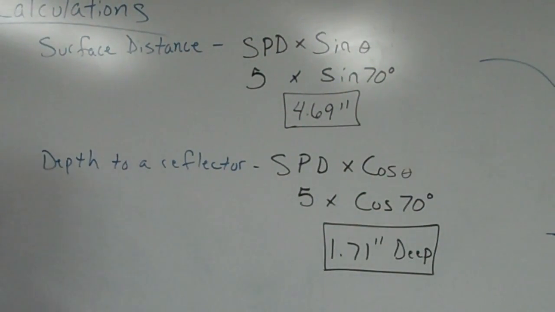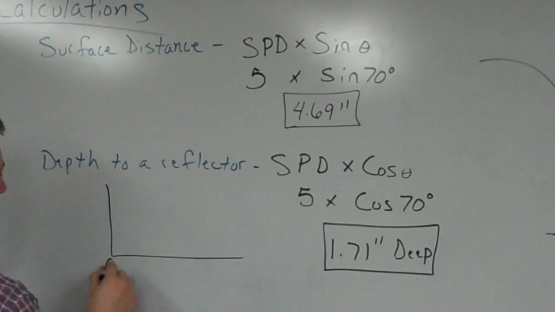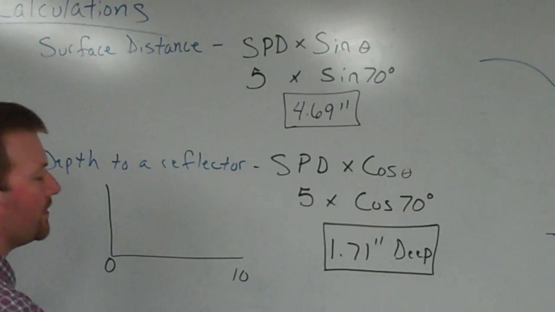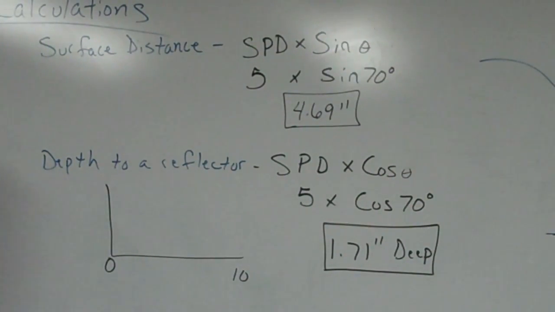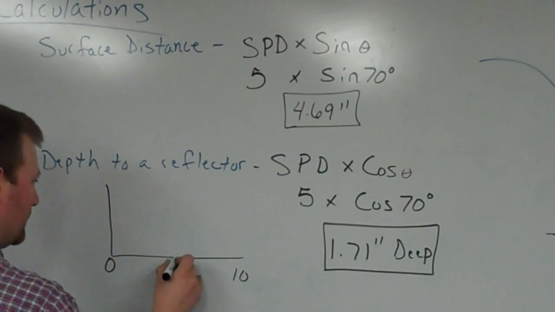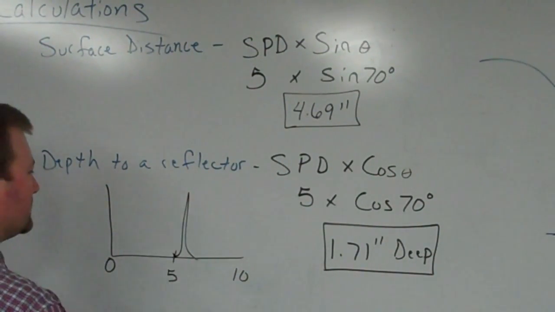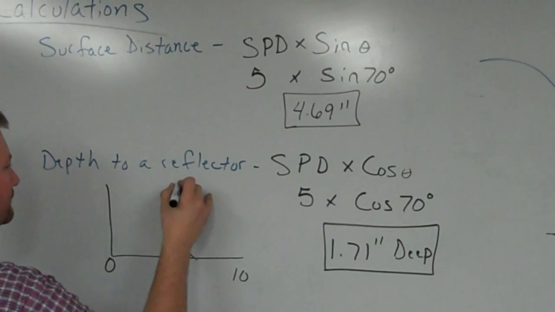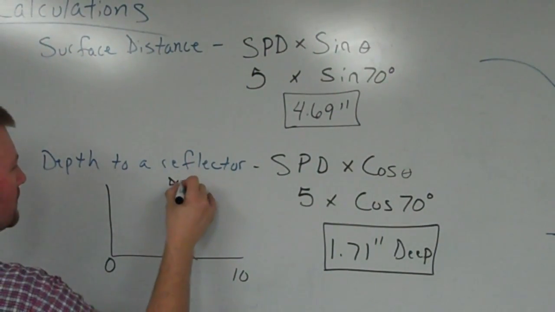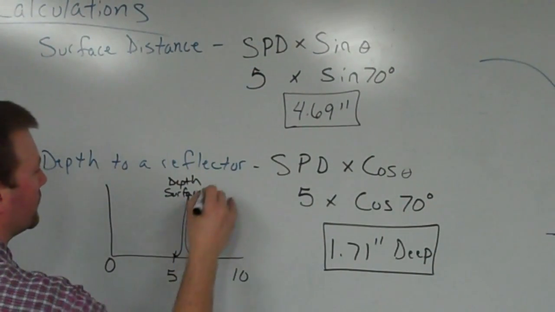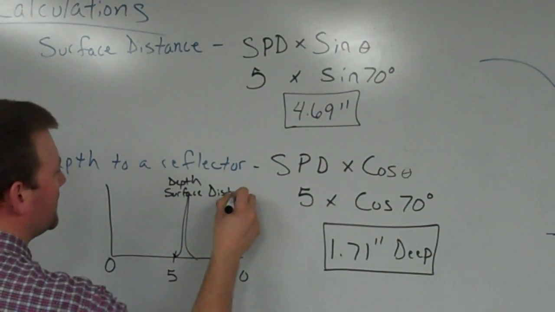Okay? So let's just put up an A-scan screen here, just a small one. Here's 0, here's 10 inches. In this case, we're still using the same part we had before, 1 inch thick plate, and a 70-degree transducer. If we have a reflector that happens to show up at 5 inches, we want to know what is the depth and what is the surface distance over to that defect.